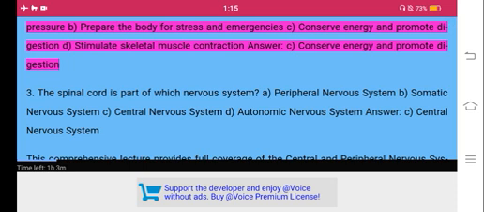2. The parasympathetic nervous system primarily functions to: A. Increase heart rate and blood pressure. B. Prepare the body for stress and emergencies. C. Conserve energy and promote digestion. D. Stimulate skeletal muscle contraction. Answer. C. Conserve energy and promote digestion.